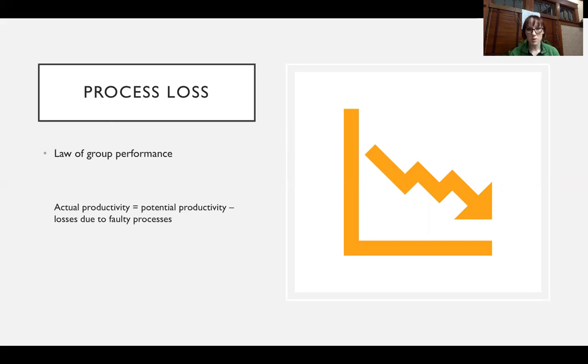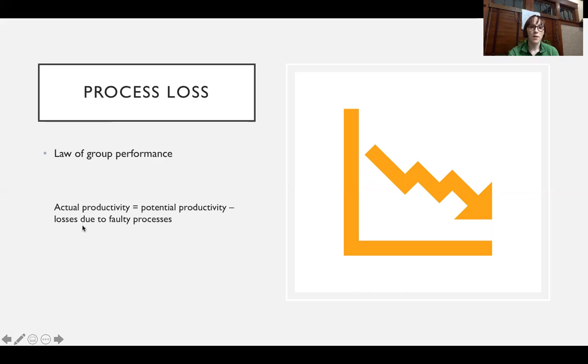Because inevitably, well, not inevitably, but when you put people together, you can experience process loss. This law of group performance says that when you bring people together, you are going to see some potential decreases in the performance of that group relative to what you would have observed if those 3 people had been left to their own devices. Now, the law of group performance is basically this equation right here: your actual productivity is equal to the potential productivity minus the losses due to faulty processes. In this case, the losses due to bringing people together in a group.